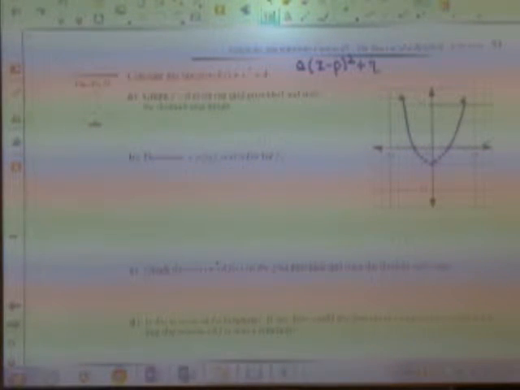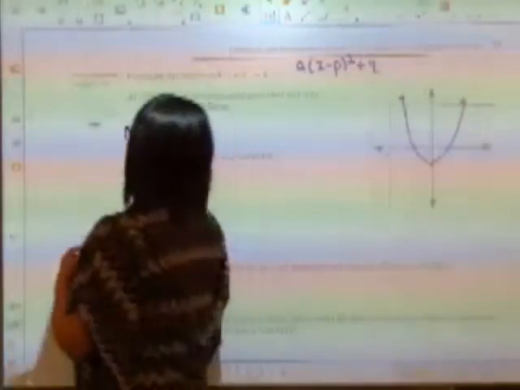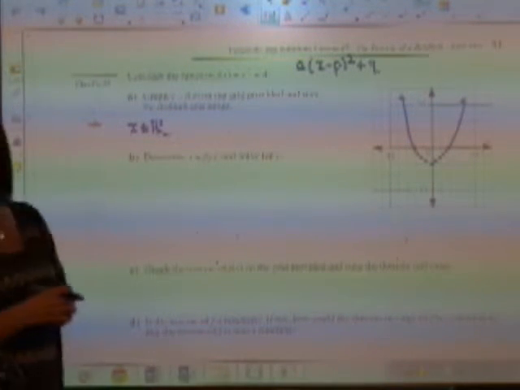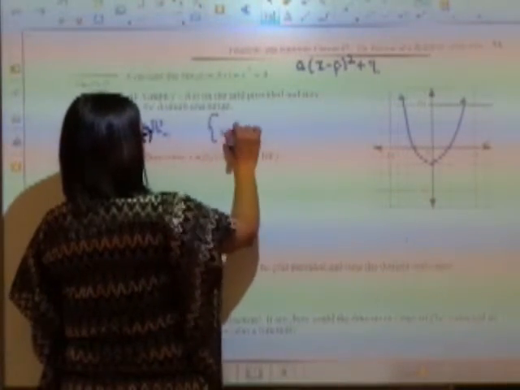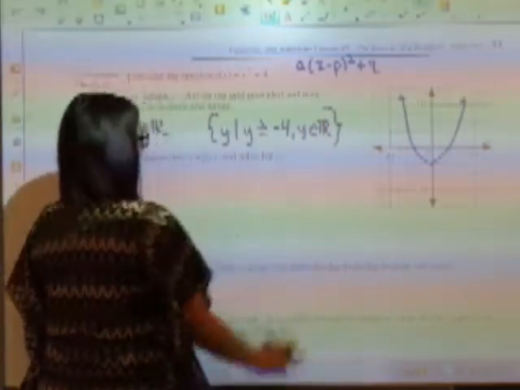What's the domain of this function? Negative 2. Oh, wait. What can x be? X can be any real number. What about y? Greater than or equal to negative 4. And y can also be a real number after that fact.